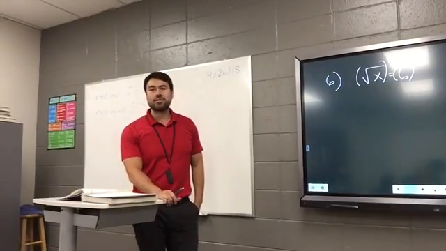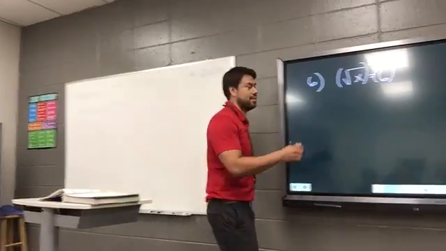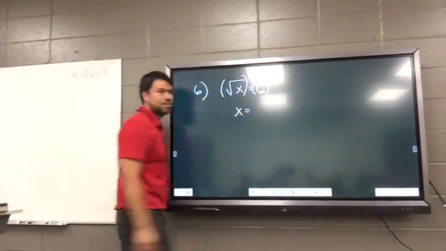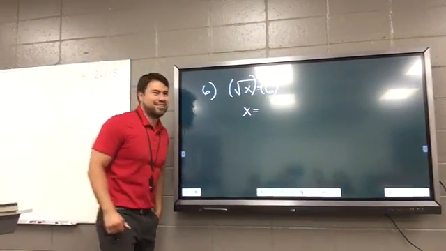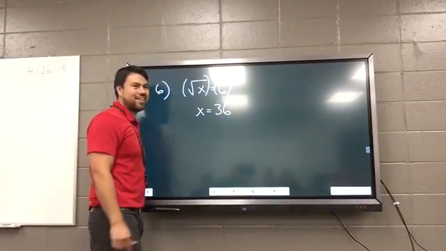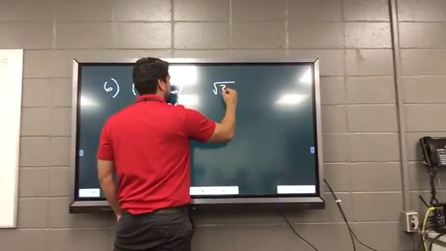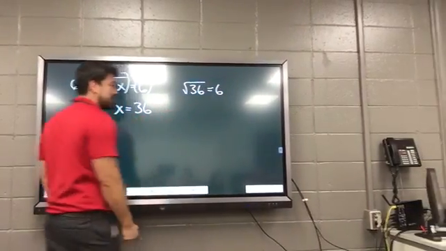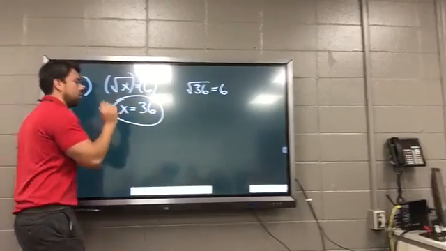Okay, but who has an answer for x? I want x. X equals, yeah, Maggie? 36. Are you sure about that? Okay, the square root of 36 is equal to 6. Is that true? Okay, it works. Great.